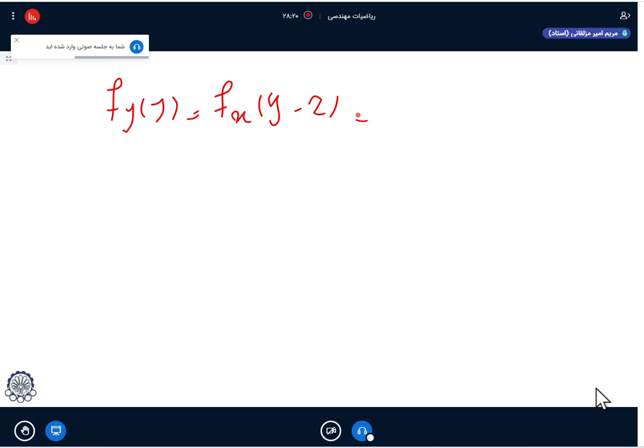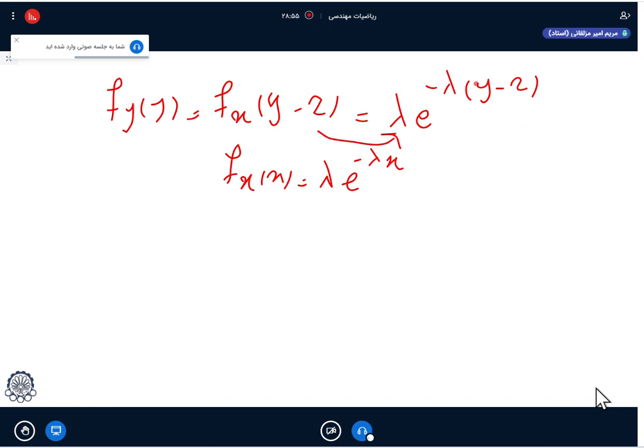And we know that x is an exponential random variable with parameter lambda. So we replace the formula for the exponential distribution here, and the PDF of y is like this. This is the PDF of y. Okay, any question?